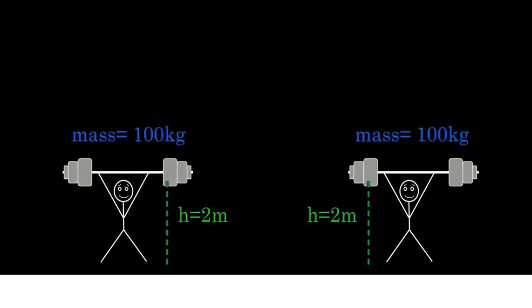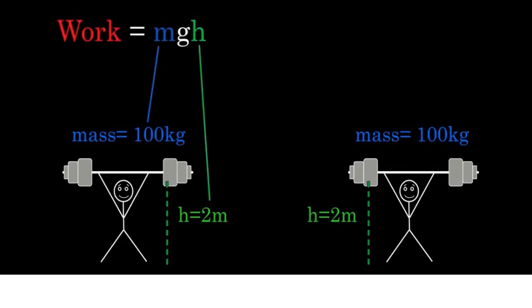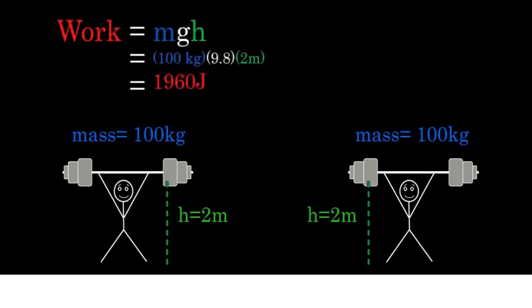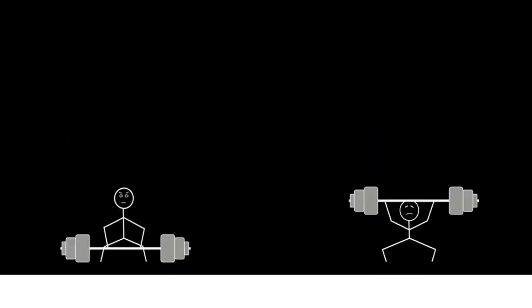If you want to calculate the work done by both of the weightlifters, then we know work equals mgh. Here m is the mass, 100 kg, g is acceleration due to gravity with value 9.8, and h is height, whose value is 2 meters. If we put the values of mass, acceleration due to gravity and height, then we'll get the work done for both persons as 1960. That means the work done by both weightlifters is equal.